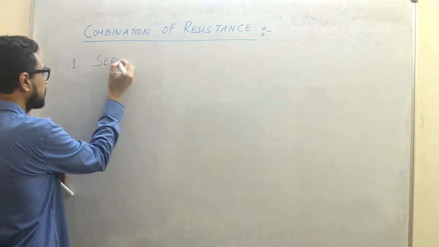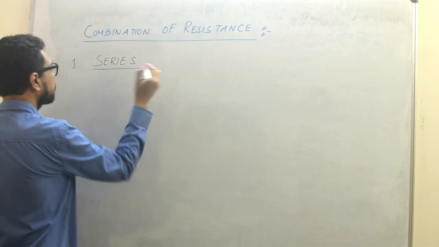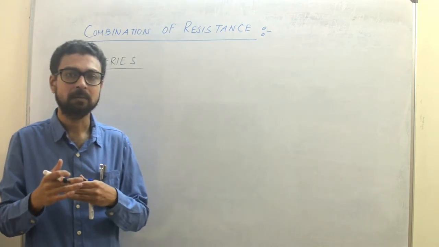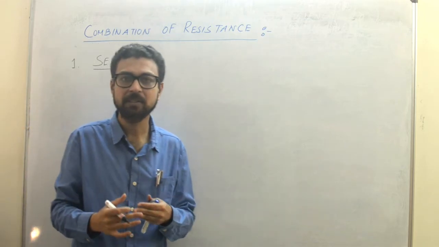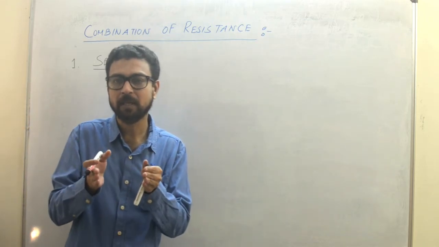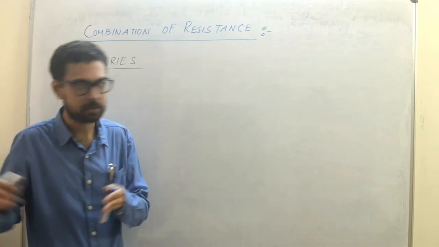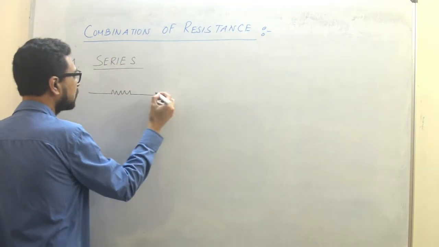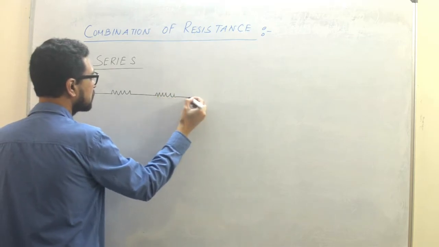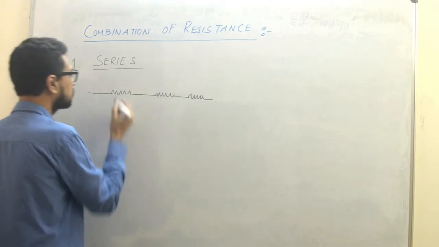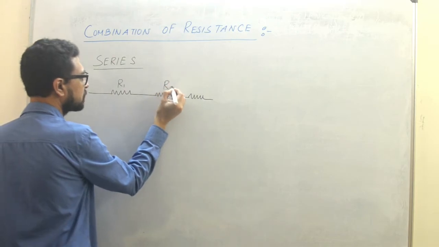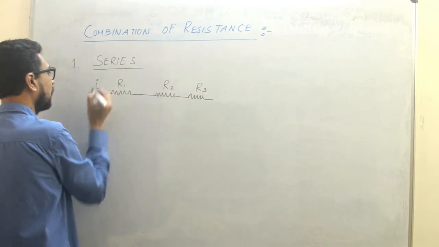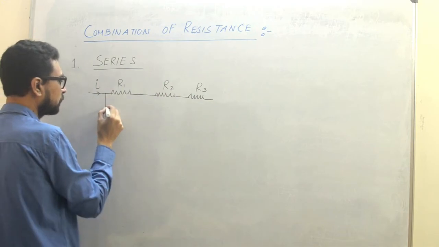One is called the series combination. Series means one after another. The way you visualize a series combination is that one resistance will be followed by another, followed by another, and so on and so forth. So let us draw such an arrangement. You know the resistances are like this. So let us take three resistances R1, R2, and R3, and we are passing current through them.